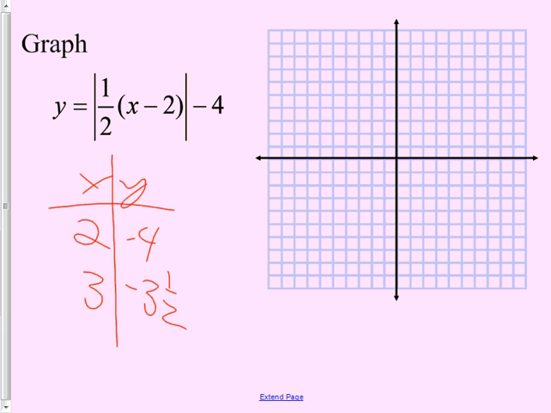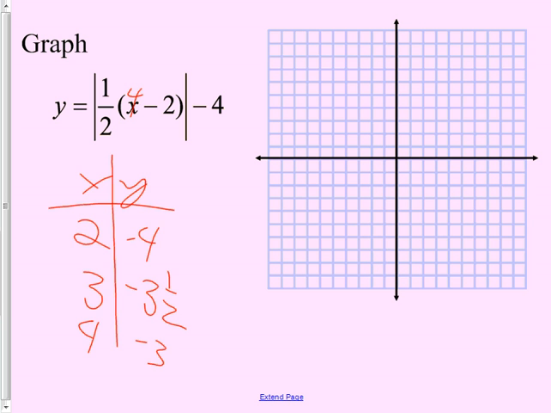It's another nice number to put in. I don't know. 4? 4 minus 2 is 2. 1 half of 2 is 1. 1 minus 4, negative 3. And I just have to graph those points. Then, though, if I do it that way, I should double check at the end that it actually looks right.